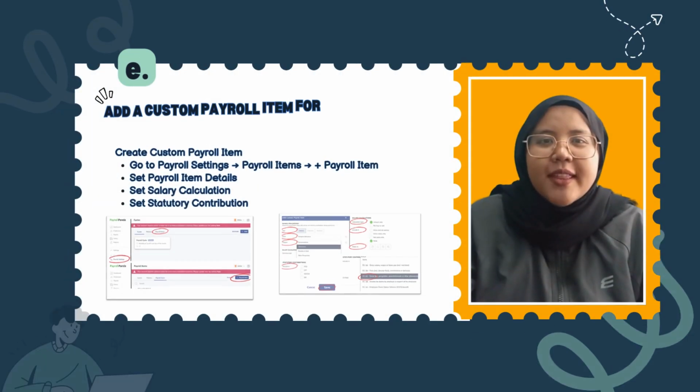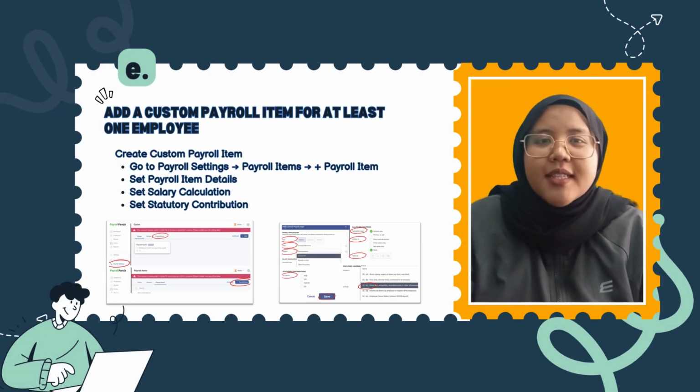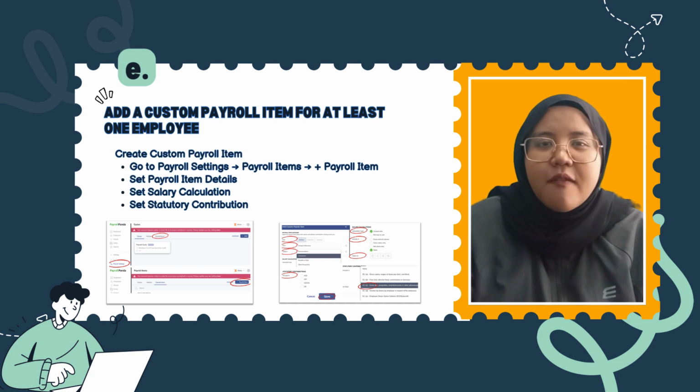To create a custom payroll item in Payroll Panda, the user goes to Payroll Setting, selects Payroll Items, and clicks Plus Payroll Item. The user then fills in the payroll item category, salary calculation, and statutory contribution. For example, to create a transport allowance, the item type is set as addition, the item name is entered, and the category is selected as allowance. The salary calculation is set to amount only, with include in set to none, and the relevant application options are chosen if applicable. For statutory contributions, the user selects the relevant options such as PCB, EPF, SOCSO, or EIS, and assigns the appropriate EA field, which in this case is B1C, other allowance, before clicking save.